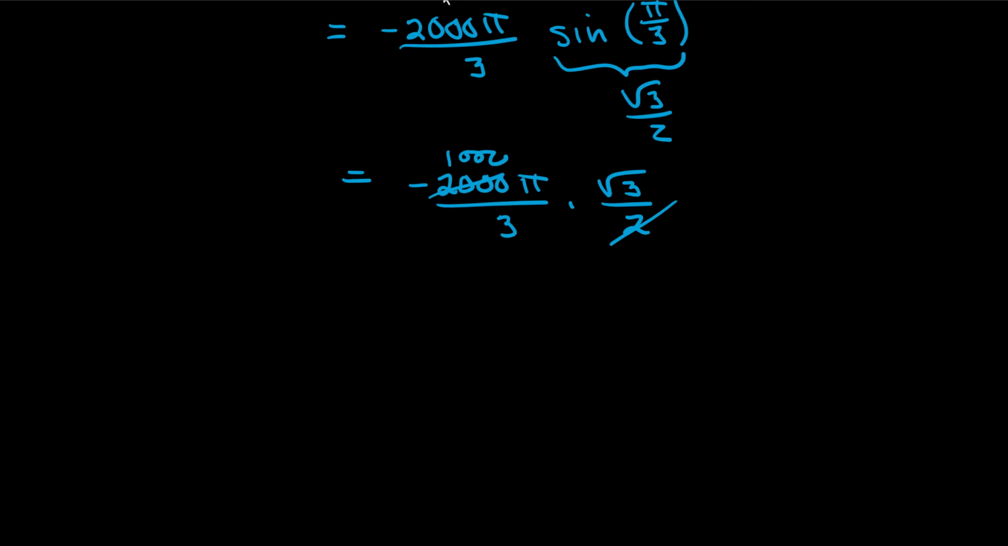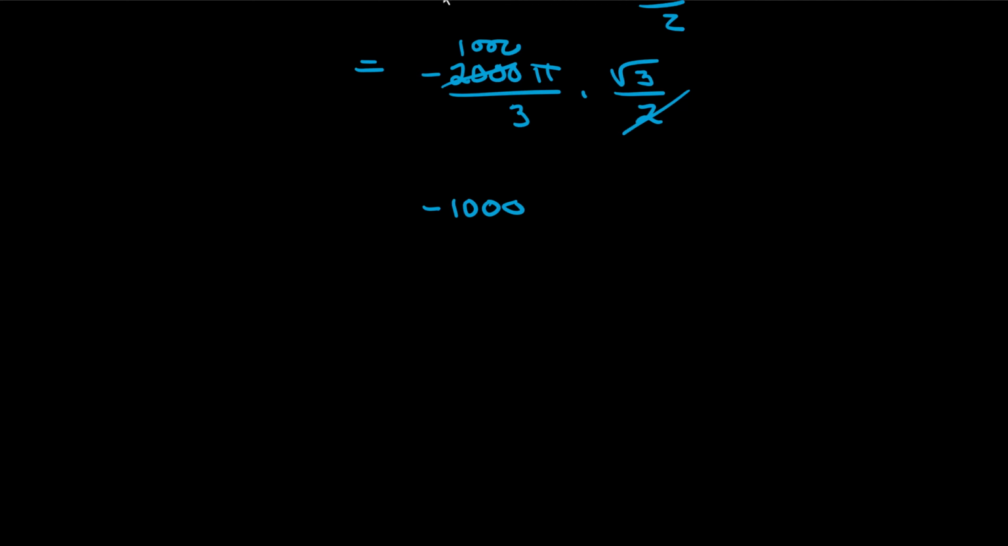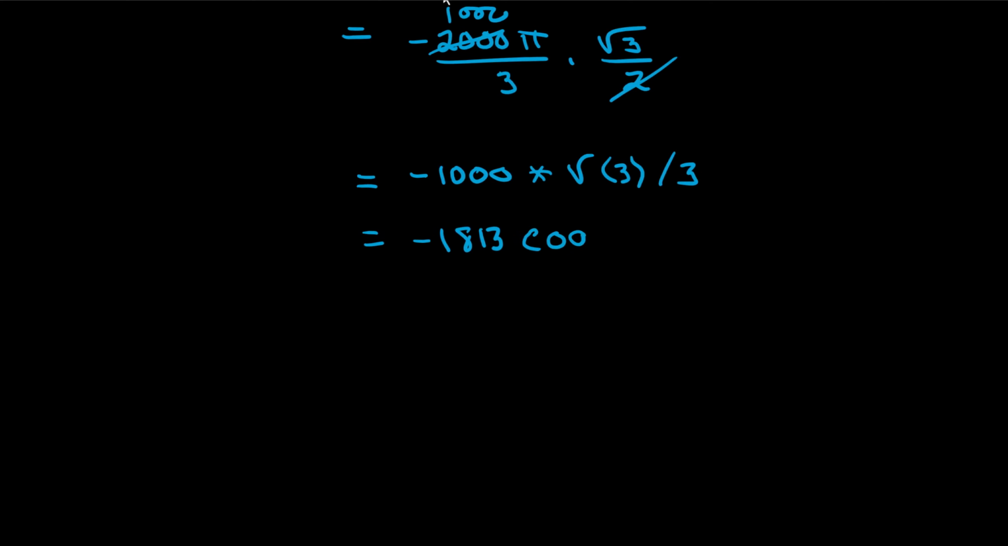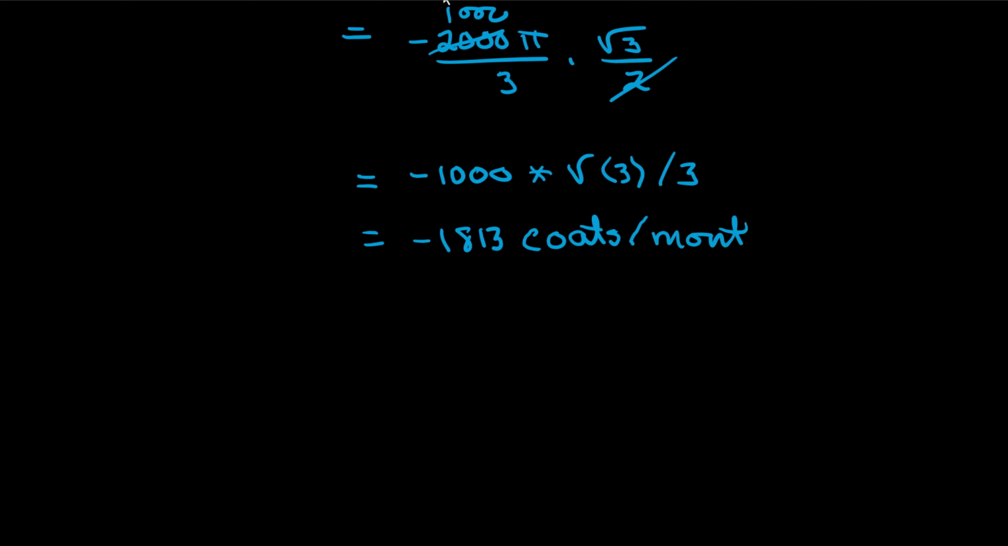So what we're going to have here is a negative 1,000, and the way you would enter this into your calculator is negative 1,000 times the square root of 3 divided by 3, which works out to be a negative 1,813 coats per month. So what this is saying is, through the month of December, production is declining by 1,813 coats. Okay, so that takes care of this particular section. Be sure you take a look at the homework and let me know if you have any questions.